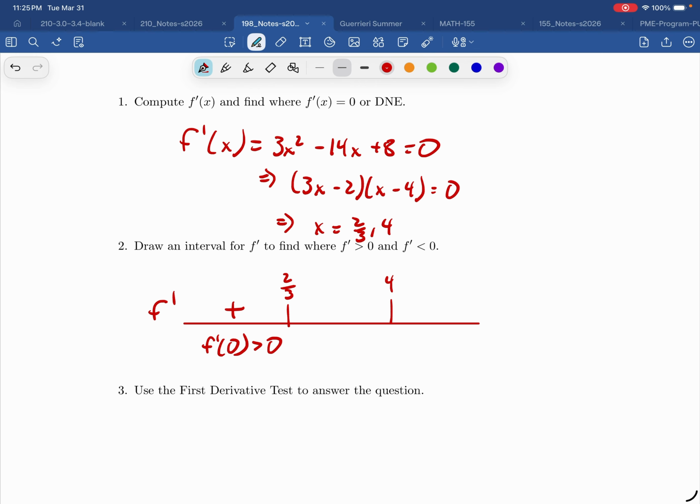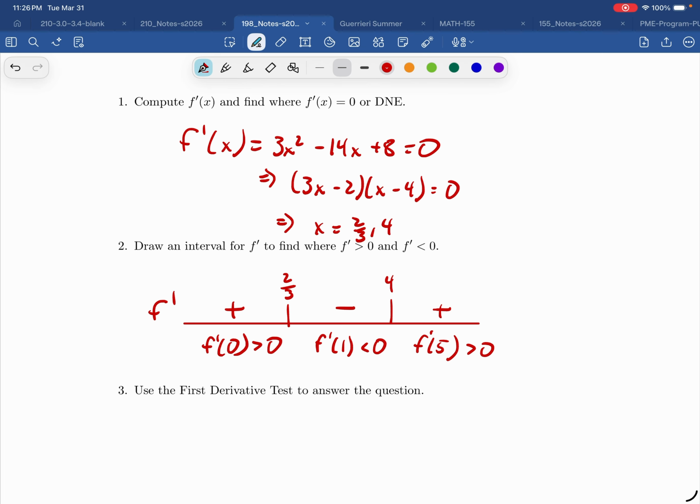Next up, what's an easy number to plug in on this interval right here? That would be 1. Plug 1 into f prime, and we get 3 minus 14 plus 8. That is negative. So f prime is negative. And then last but not least, plug in a value, like 5 or something. Oops, sorry, that should be f prime of 5. And you'll just see it's positive, so we're increasing.